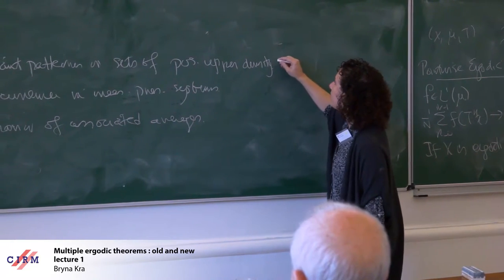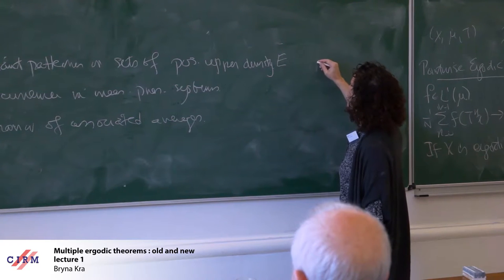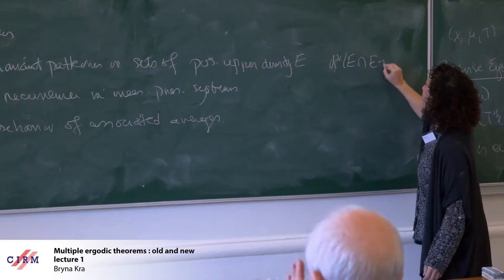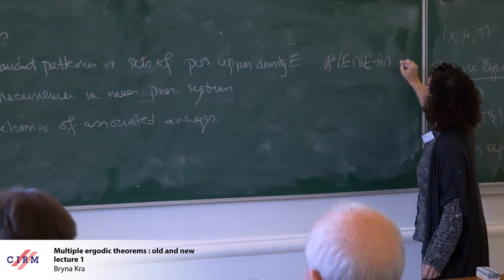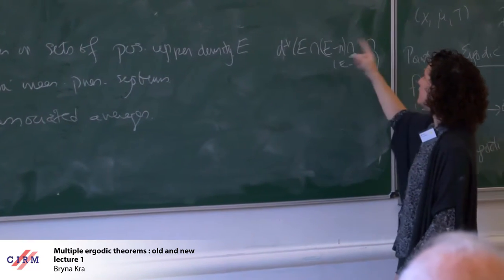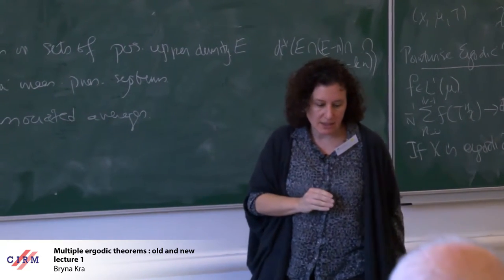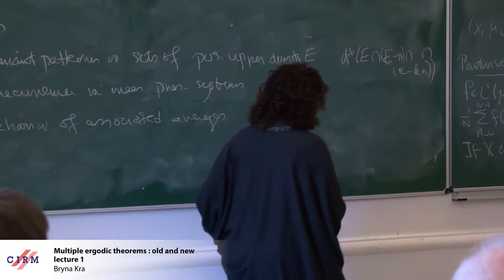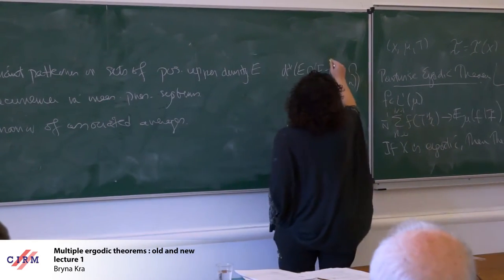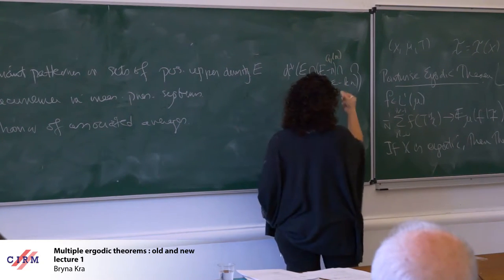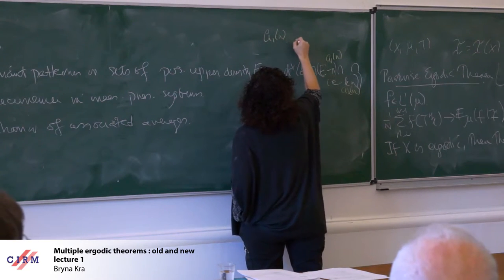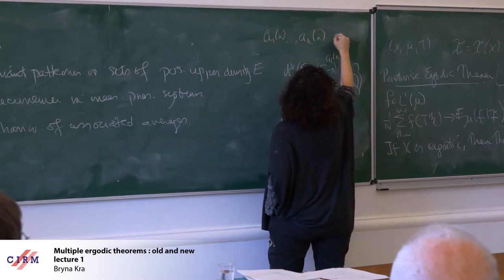Here we have a set of positive upper density, E, and what we're looking at is D star of E intersect E minus n intersect up to E minus kn, and we're trying to show that this intersection is positive. And n is not just n, it can be other patterns. So we could do this as E minus a_1(n) up to a_k(n), where a_1(n) up to a_k(n) are integers.